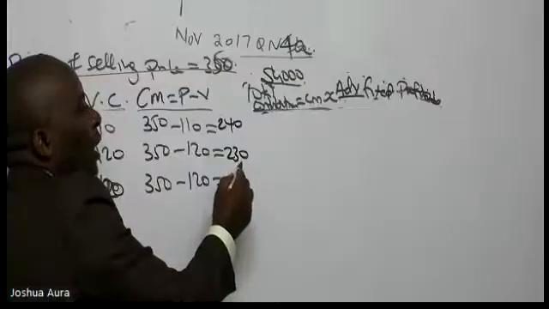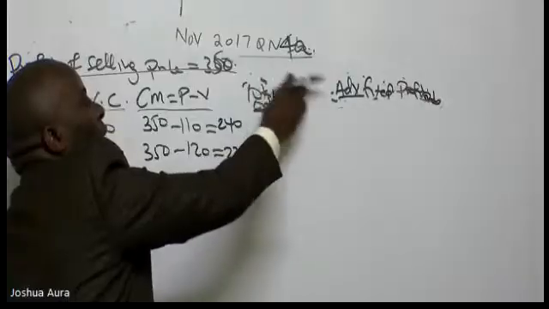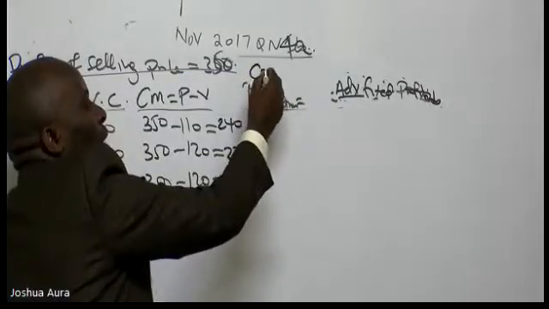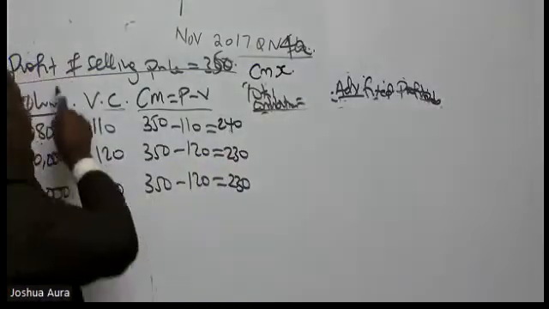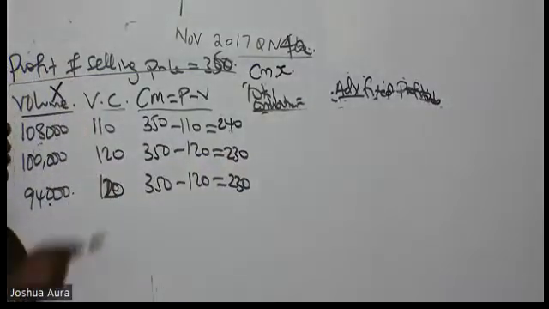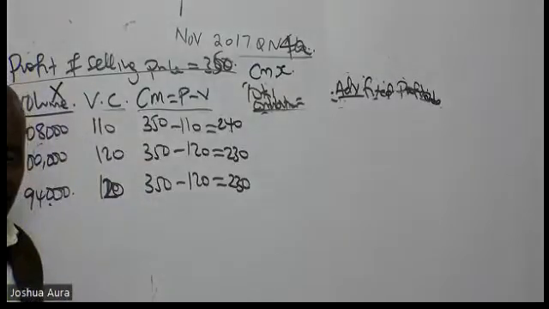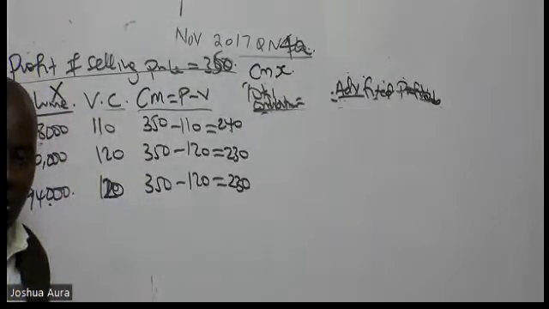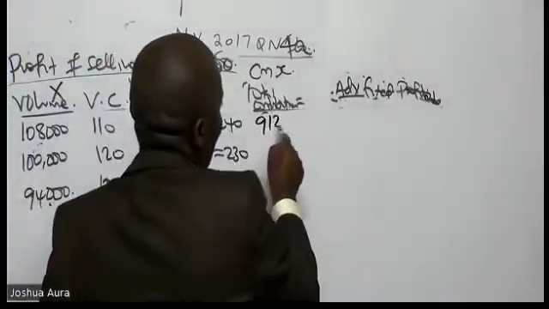So having gotten that, now we can easily get the total contribution in shillings thousands. Remember, for us to get total contribution, we take contribution per unit times number of units. So we have the number of units here, and we have the CM here. So we take this and this, divided by 1,000 because our figures are in terms of thousands. So the first one is 9124.